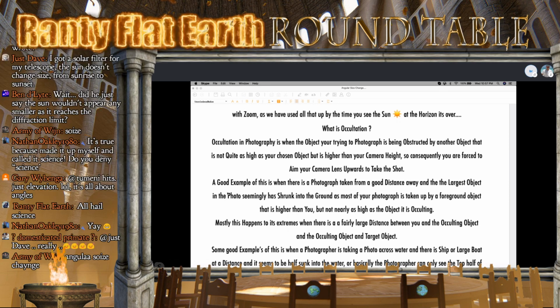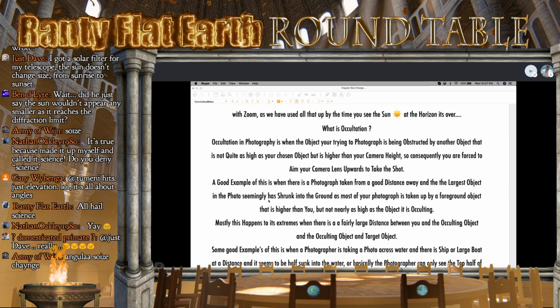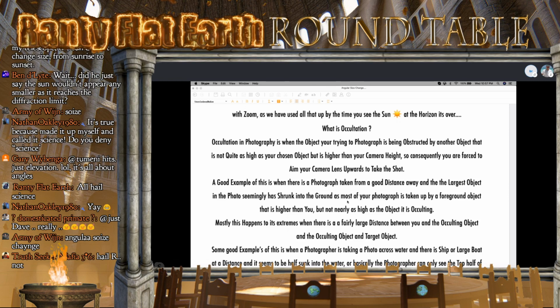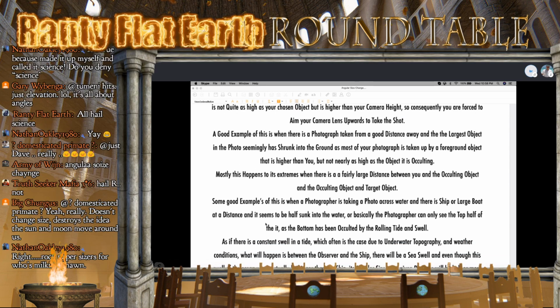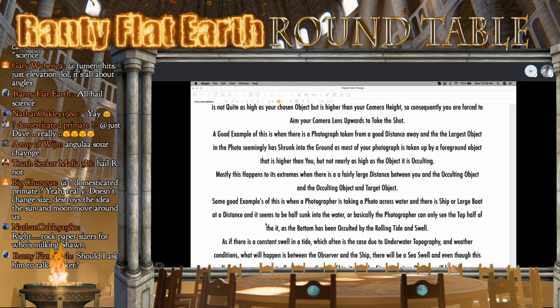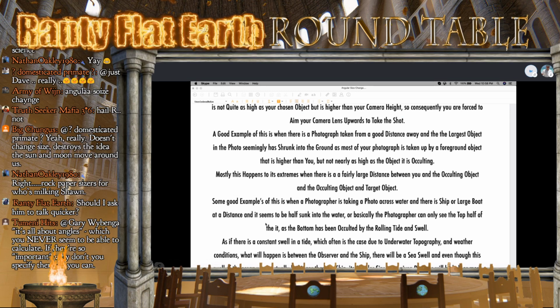A good example of this is when a photograph is taken from a good distance away, and the largest object in the photo seemingly has shrunk into the ground, as most of your photograph is taken up by the foreground object that is higher than you, but not nearly as high as the object it is occulting. Mostly this happens to its extremes when there is a fairly large distance between you and the occulting object, and between the occulting object and the target object.